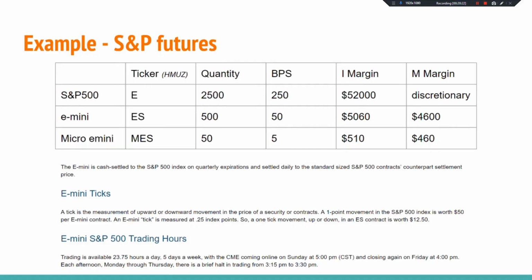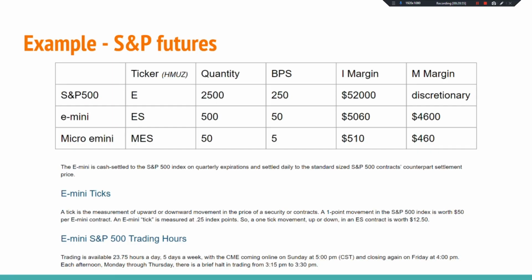So this is just an idea. This is E-minis basically, or S&P futures. So if you want to trade a full S&P future, it's 2,500 as the quantity. So that's 2,500 of each of the stocks in the S&P 500. So it's 12,500 stocks or something. The initial margin for that is $52,000 per contract.